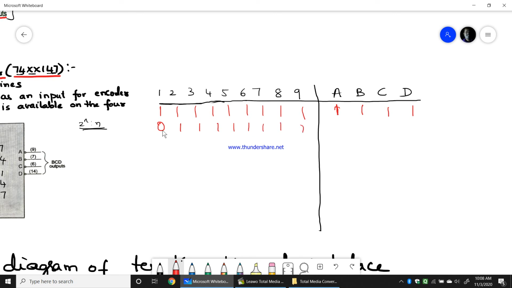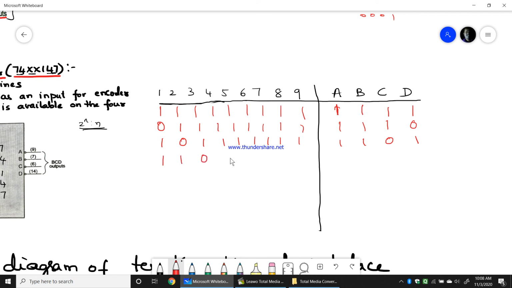Now if 1 is 0 and all others are 1, then the BCD output will be for 1. 1 is, we know, 0001, but for active low it is 1110. Similarly, if 2 is 0 and all others are 1, 2 is selected. So the output for 2 is 1101 because it is 0010. Active low will always give the complement of the actual binary values.